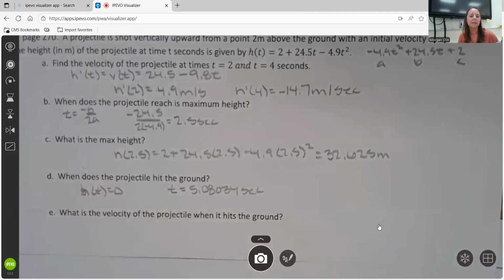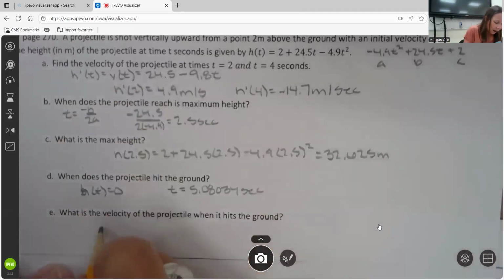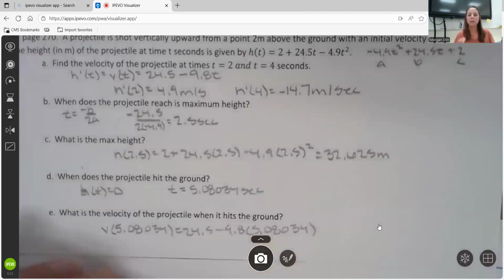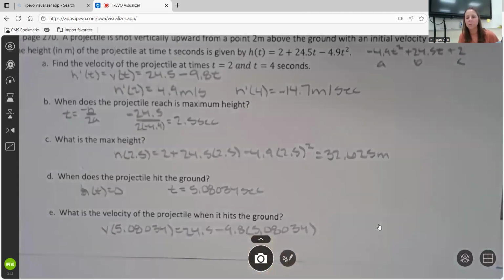And what is the velocity of the projectile when it hits the ground? We take that velocity function that we got up here, and we're basically plugging this in here. So 24.5 minus 9.8 times 5.08034. And guys, make sure of course about rounding. You have to round to 3 decimal places, but that's the final answer. When you're plugging things in, you want to keep a lot of decimal places because this isn't our final answer yet. And we would get an answer.